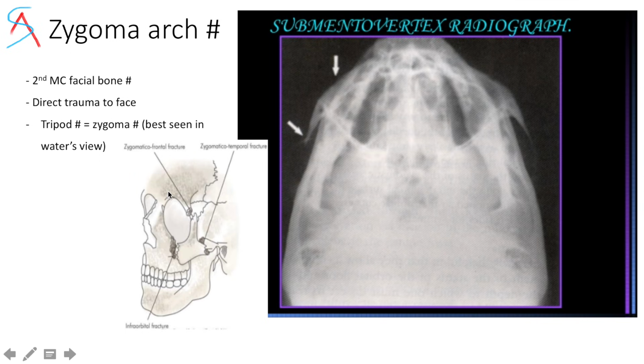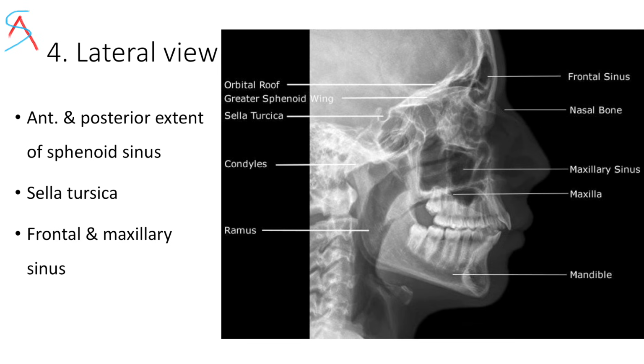Why is it called a tripod fracture? Because three fractures occur: zygomatico-frontal fracture, zygomatico-temporal fracture, and infraorbital fracture. So the next view for paranasal sinuses is the lateral view. Lateral view is best to see the anterior and posterior extent of the sphenoid sinus.